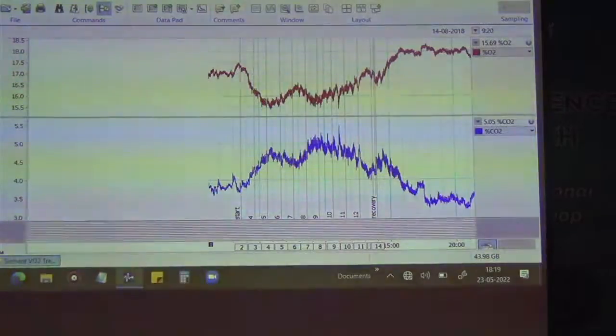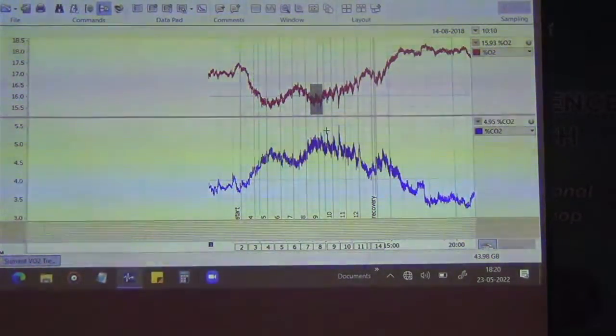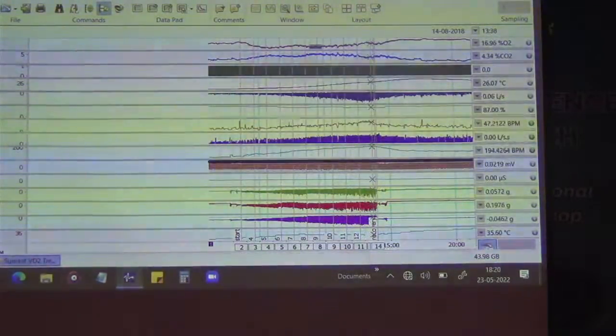It takes a turn, from further increasing it starts decreasing. So this is one important factor. Probably it might be very useful for a coach or a scientist to get an idea.